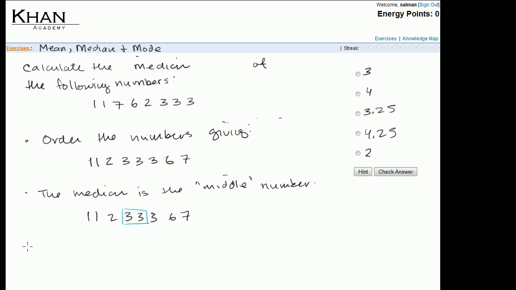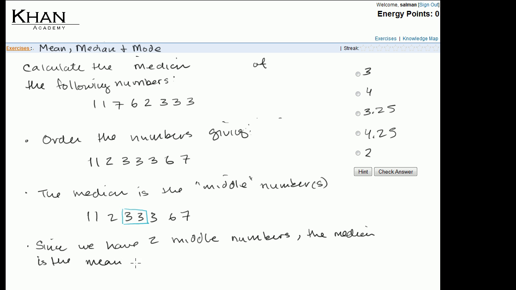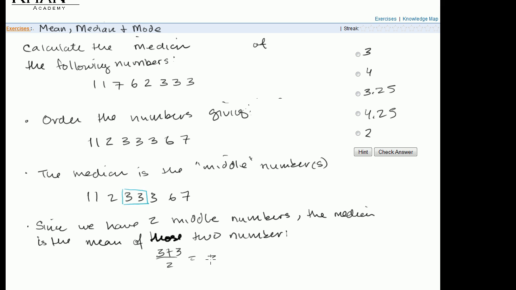And we should write, since we have 2 middle numbers, the median is the mean of those two numbers. Of course, this is dependent on having an even number of numbers. If we had an odd number, you wouldn't have to make this statement. In this case, it's 3 and 3, but we could just write it: 3 plus 3 over 2 is equal to 3. And we can highlight that again. So that's what we would do in the case of the median. This is a case where you have an even number. If we had an odd number, you would just have one middle number there, and that would be the choice.